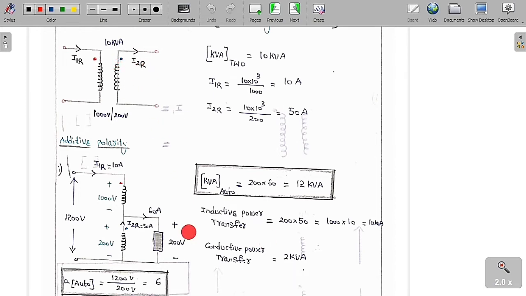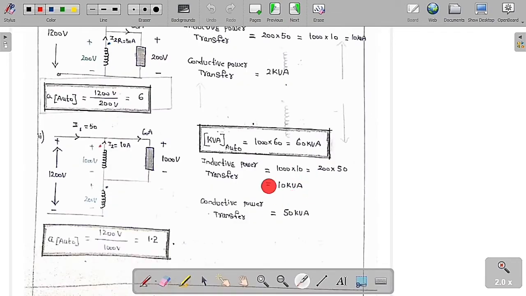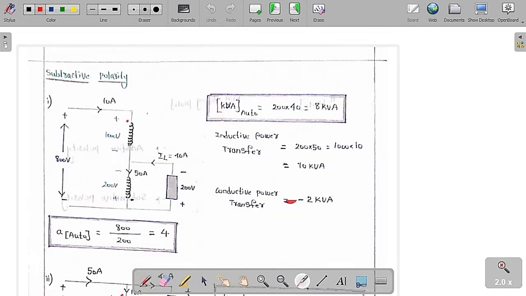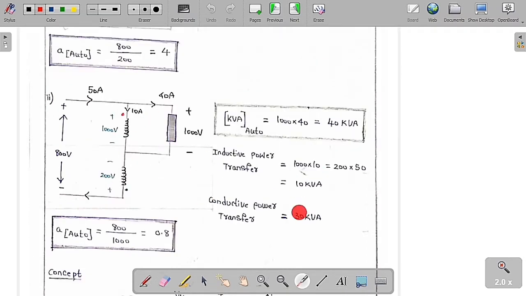You can see clearly the kVA rating of this two winding transformer is 10 kVA. So in the additive polarity, in case one, the inductive power transfer is equal to 10 kVA. Here also the inductive power is equal to 10 kVA. In the subtractive polarity also, the inductive power transfer is again 10 kVA for the first one, and for the second one also, it is equal to 10 kVA, which is equal to the kVA rating of the two-winding transformer.